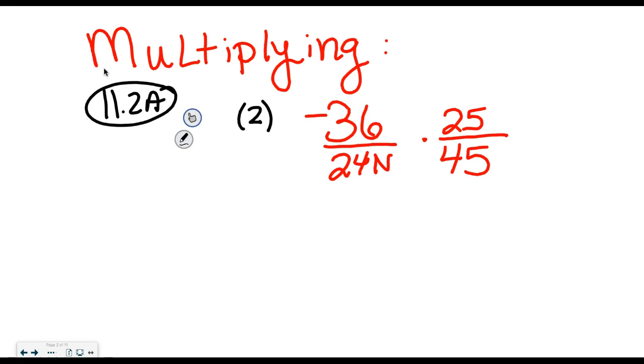So when you multiply fractions from elementary school, you just multiply straight across. So it seems really easy.